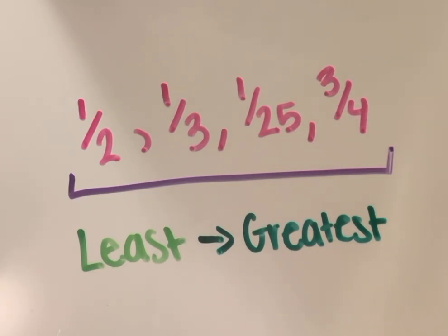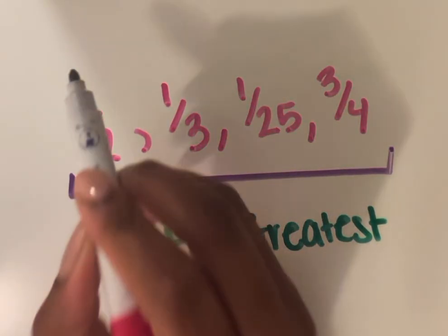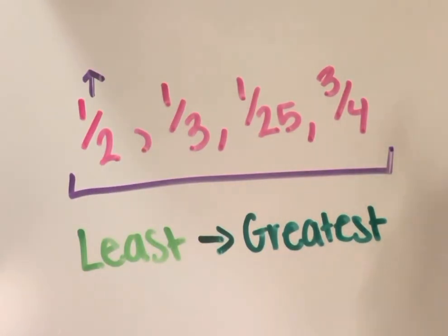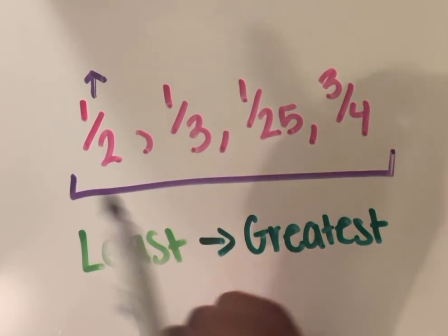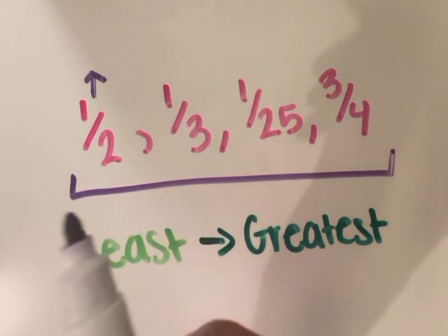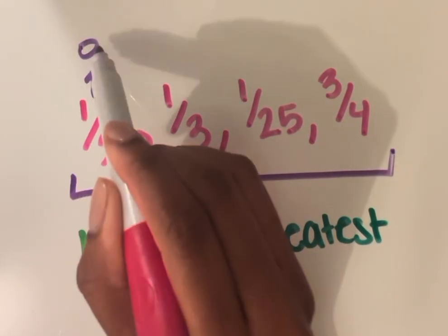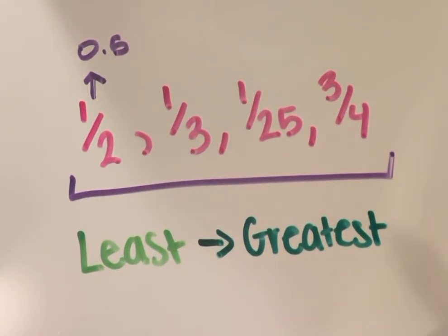Now, let's start by looking at our first fraction in the list we are given. We have 1/2. 1/2 converted into a decimal, when we do 1 divided by 2, we get 0.5. So that is 1/2 as a decimal.